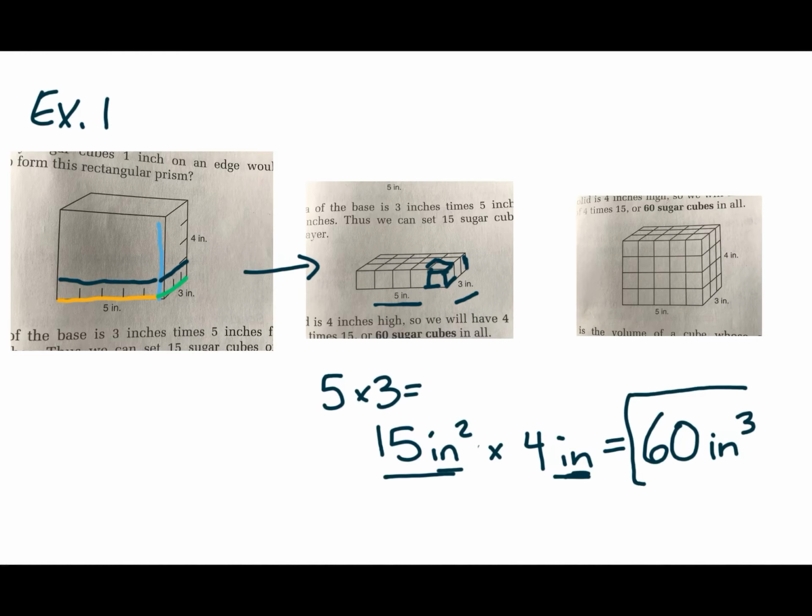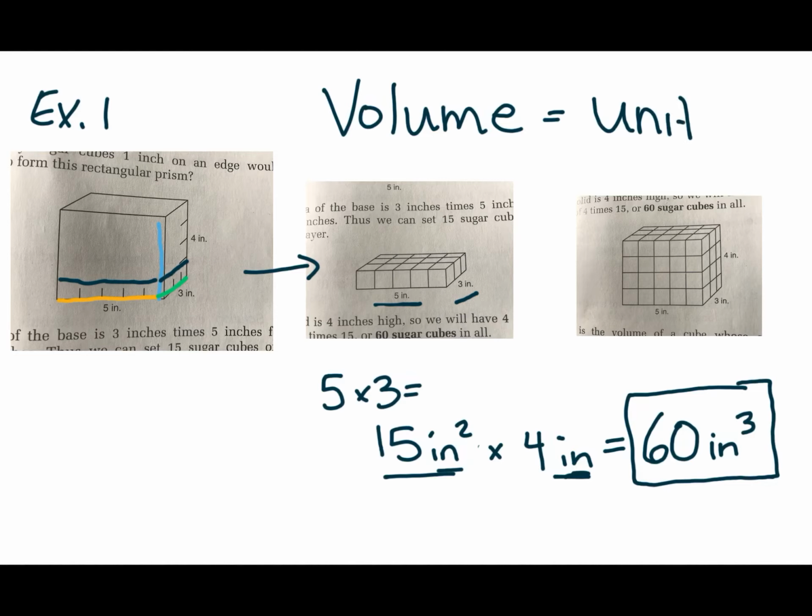So this is our answer, and I think the book uses the example of sugar cubes. So if we had little sugar cubes, we would need 60 of these little inch cubes. Those are big sugar cubes, aren't they? 60 of those would make this whole volume. Remember, the units for volume are units cubed.